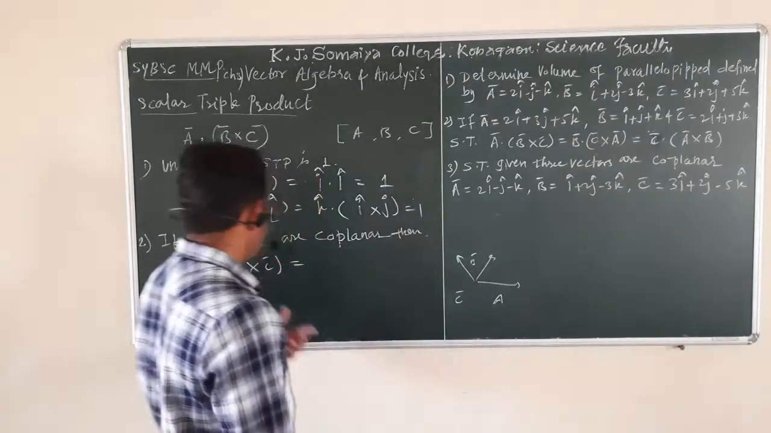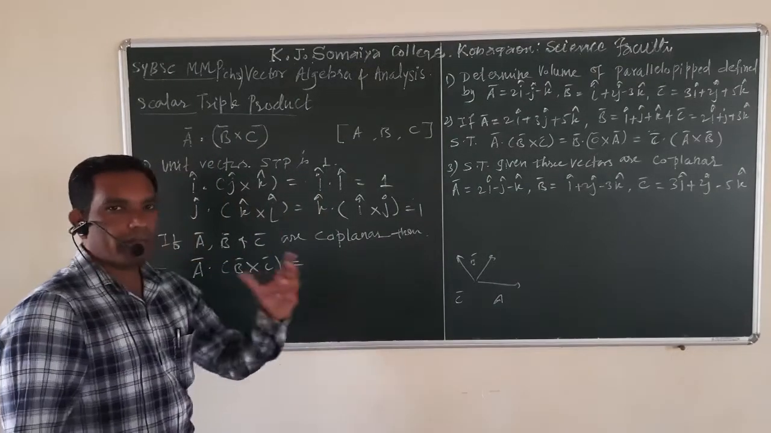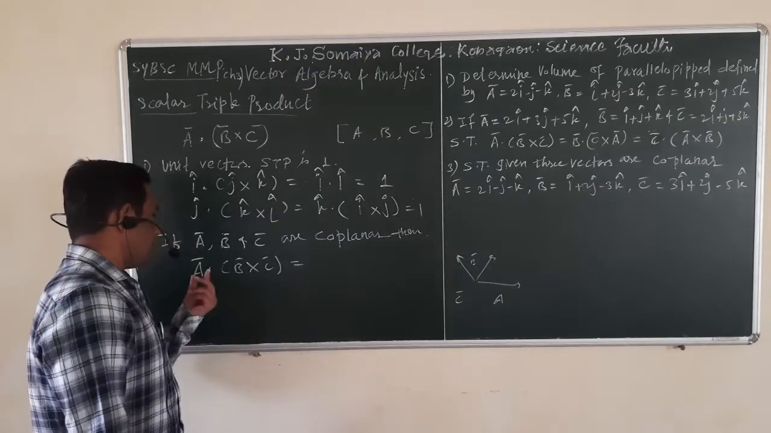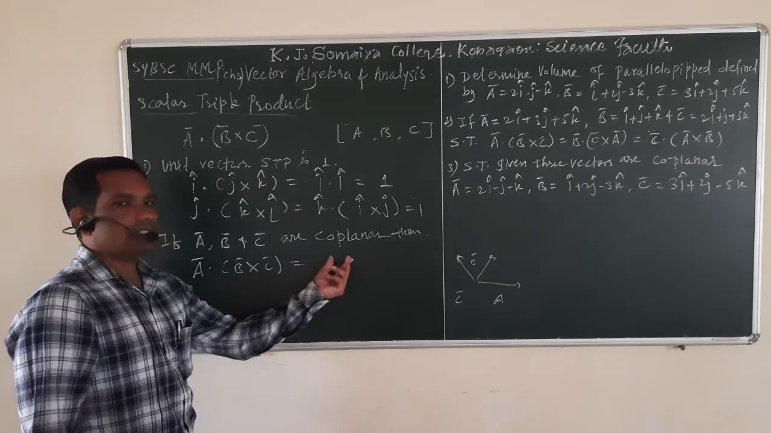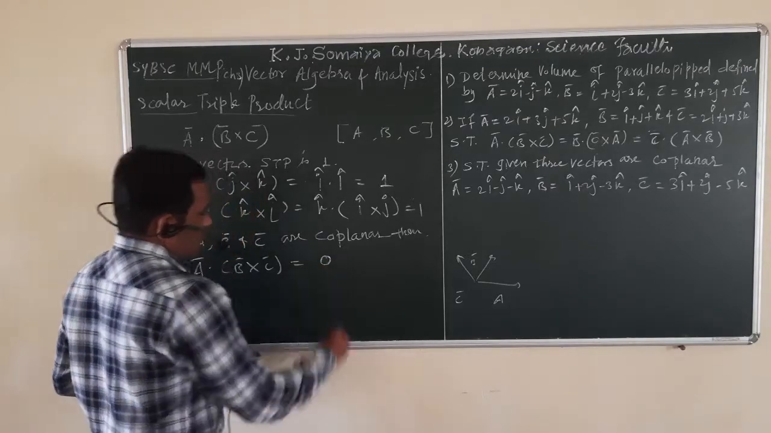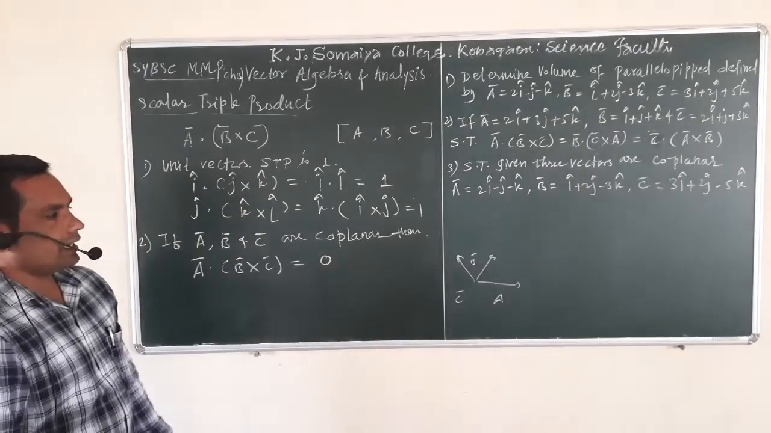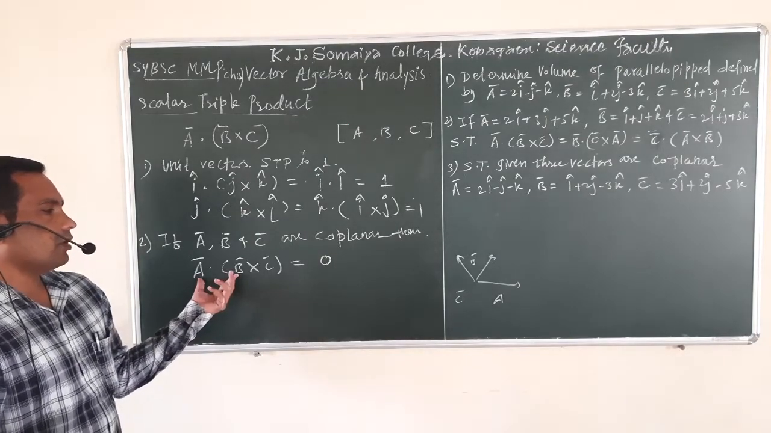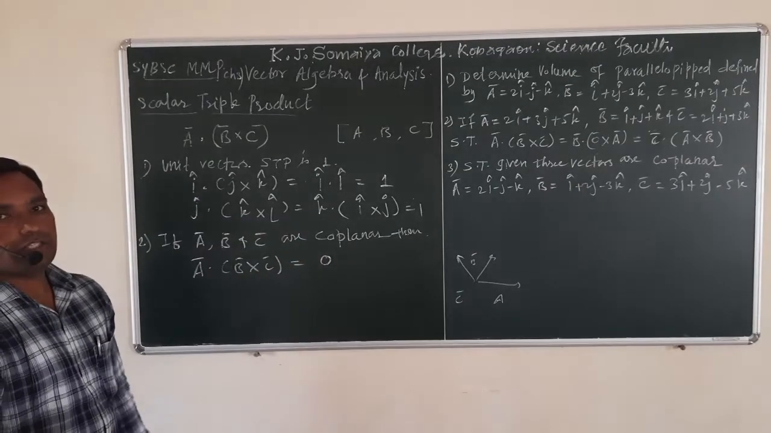And we know that the dot product of any two perpendicular vectors, which means the angle between them is 90, gives magnitude times cos 90, which is 0. Which means if vectors A, B and C are coplanar, then the scalar triple product of these vectors is 0.